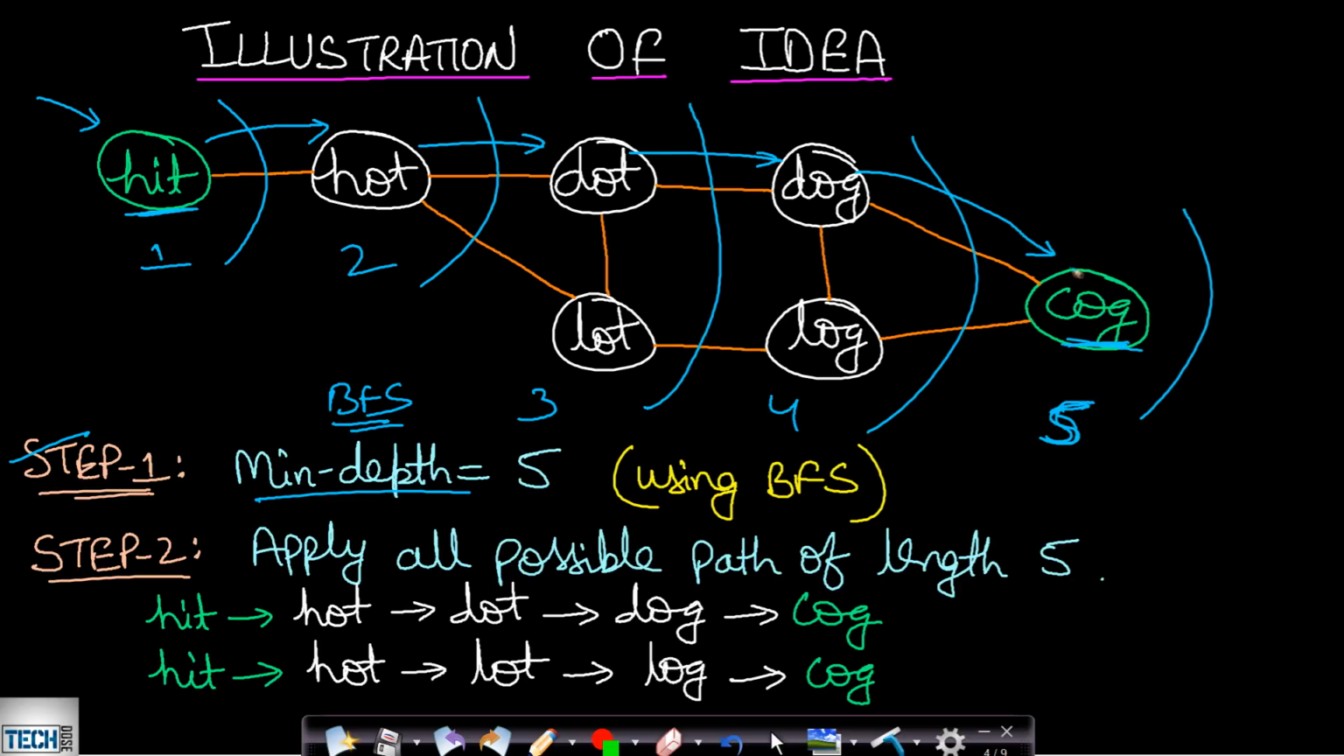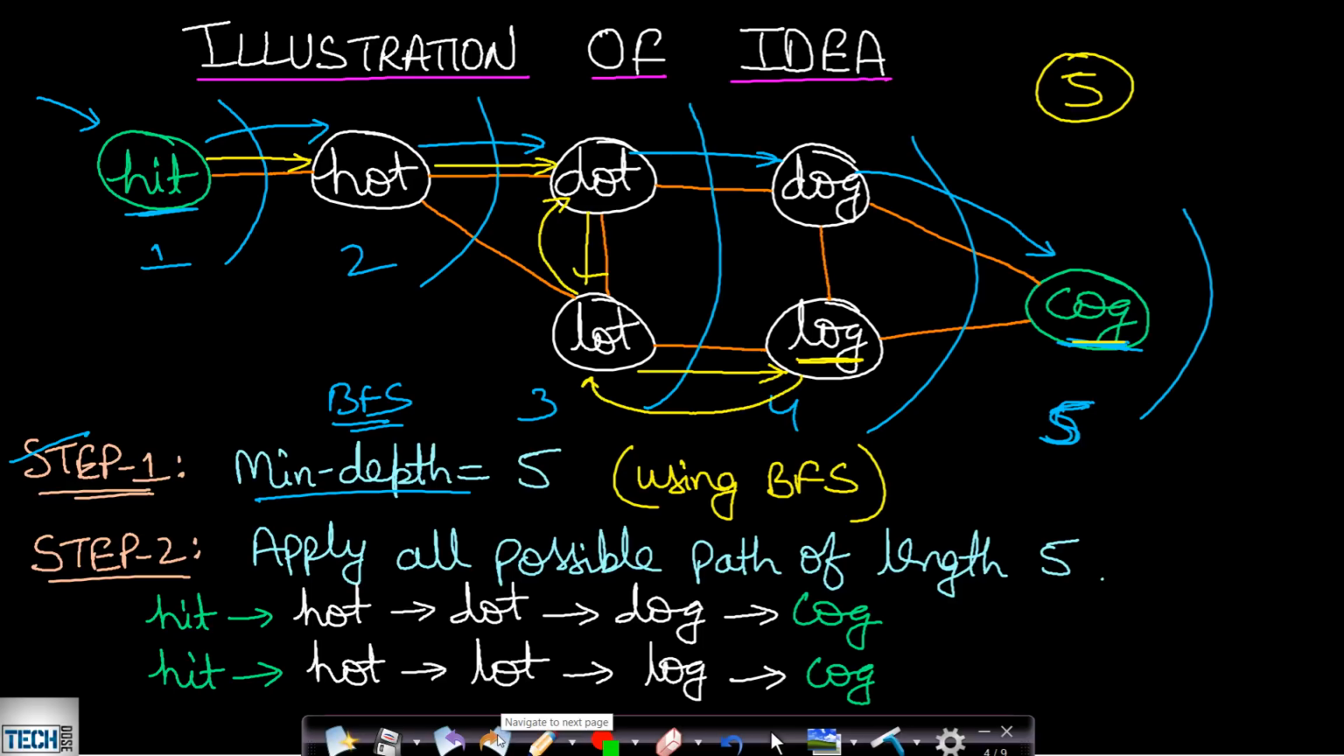Now if you go to depth equals 5 and if you find cog, then obviously this is one possible path. But let's say you went from hit to hot, from hot to dot, dot to lot, and again from lot to log. So when you reach this log, you have exhausted 5 calls. In this case, log is not equal to your end word cog, so this will not be your minimum distance path. So you will just backtrack to lot, try some other path, backtrack to dot, and try some other path. So this is how the DFS calls work. I hope you got the idea of how to solve it.